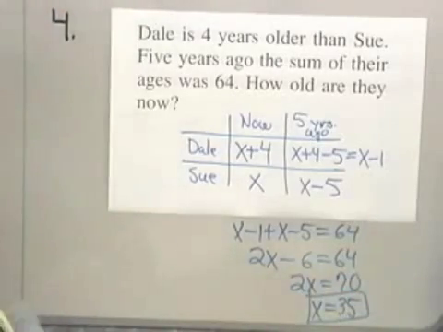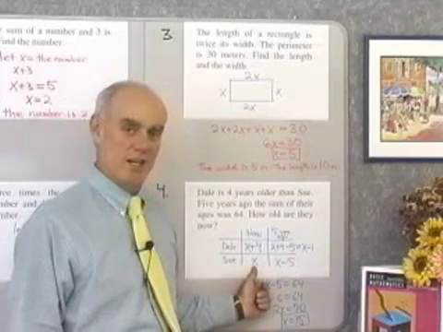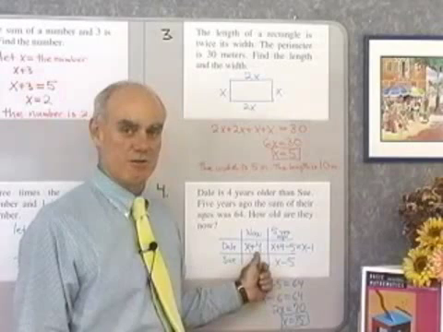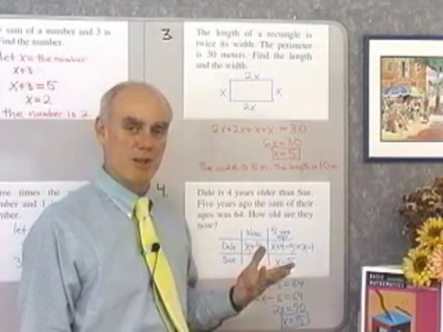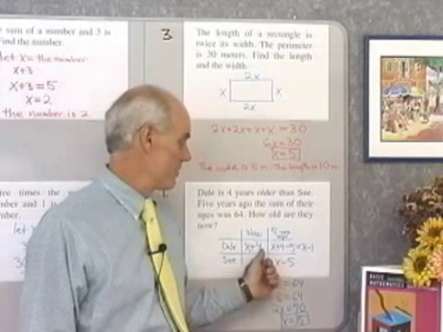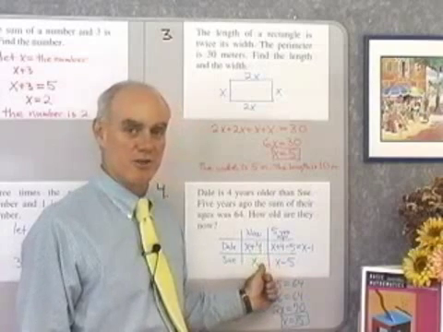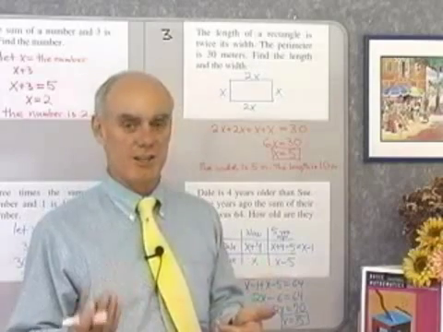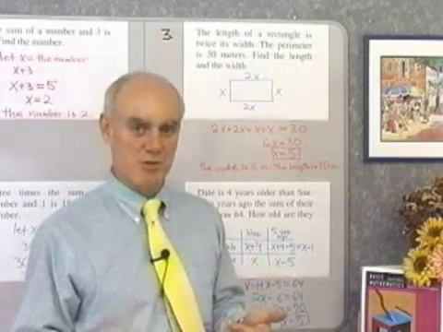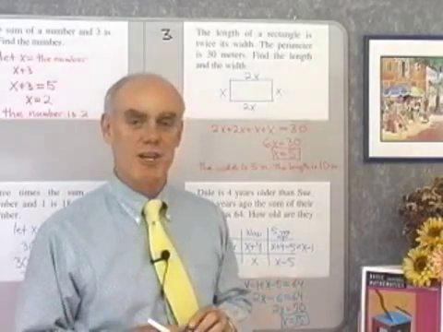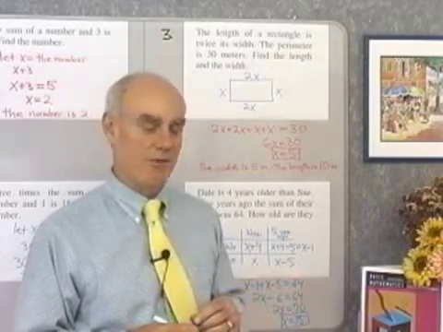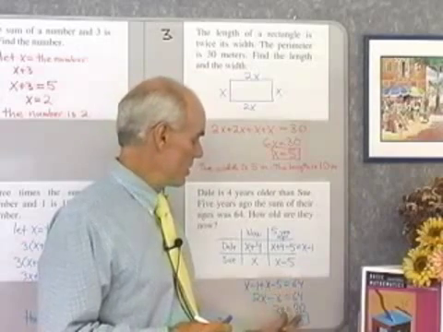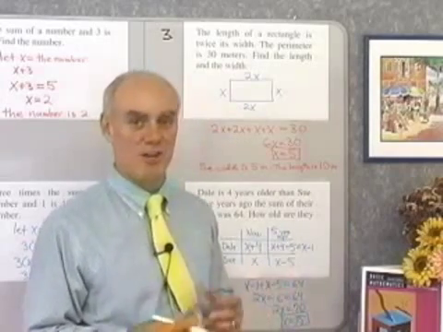x equal to 35 is Sue's age now. So we've solved part of the problem. Sue's age now is 35. Dale is 4 years older than that, so Dale must be 39 years old. So 35 plus 4 is 39. Dale is 39. Sue is 35. If I look at their ages 5 years ago, what I'll find is that those two ages add up to 64. So that's a look at solving an age problem that involves finding an equation like we had in the previous section, the solution to which gives us the solution to this application age problem.